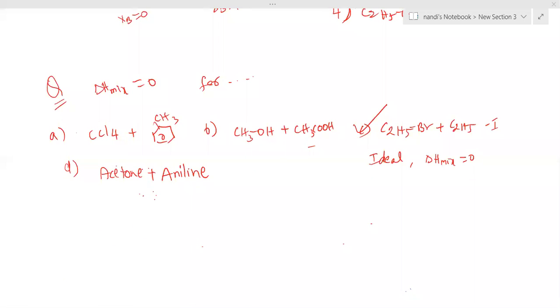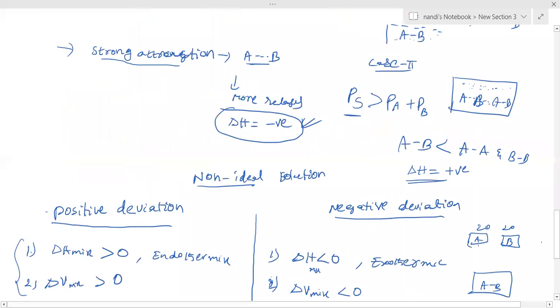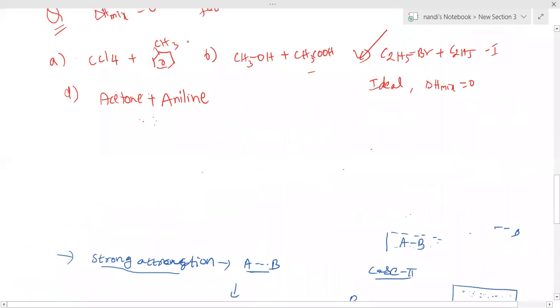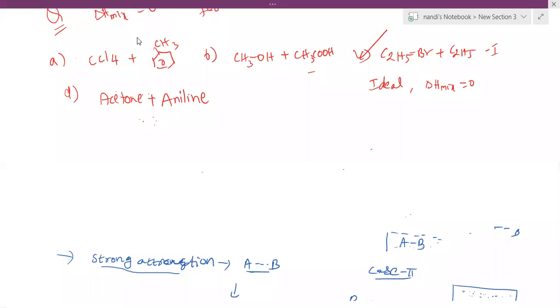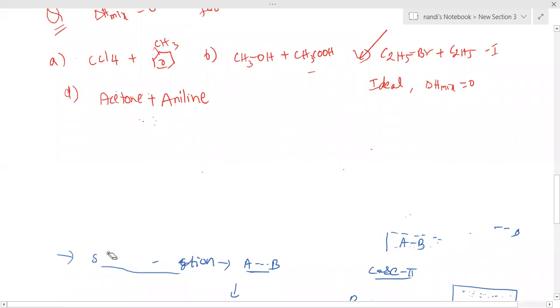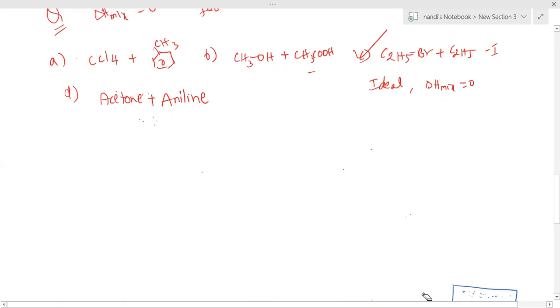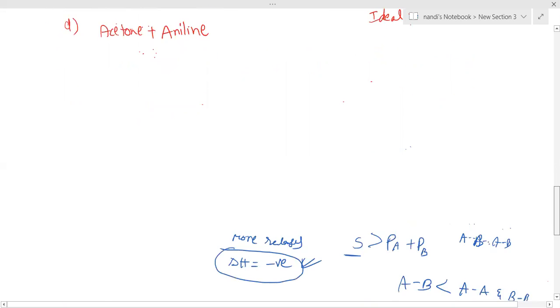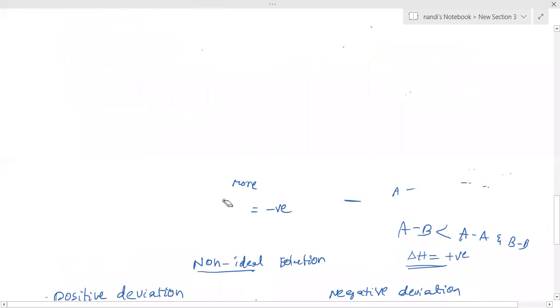Okay, right. Next, non-ideal solutions. Next heading. Everything you have to think about in terms of force of attraction. If you get a higher vapor pressure of solution, that is positive deviation; if you get less vapor pressure than your expected value, that is negative deviation. That's the only simple thing.